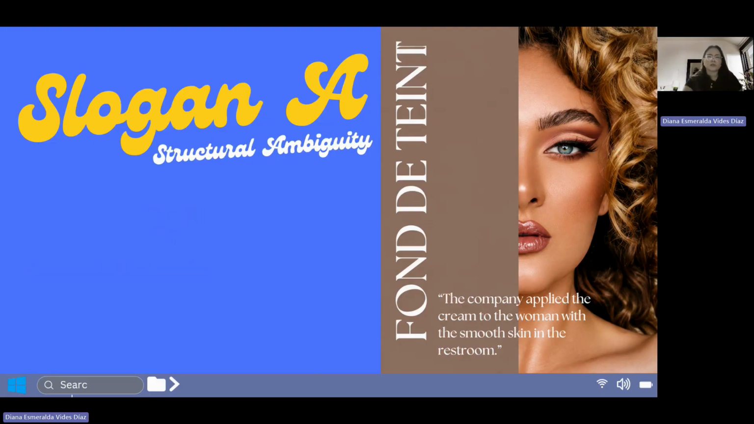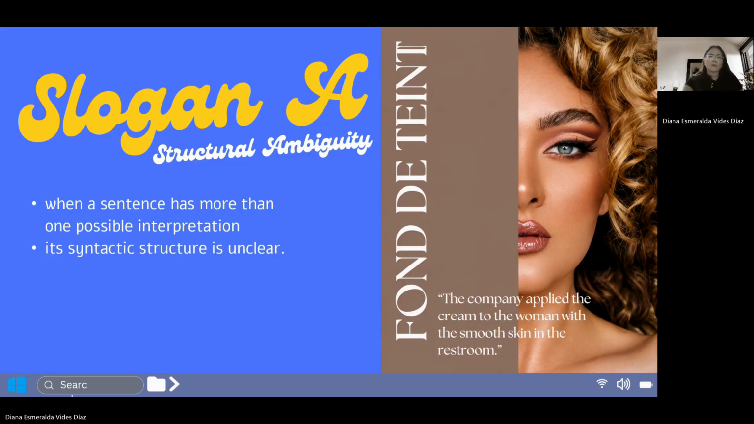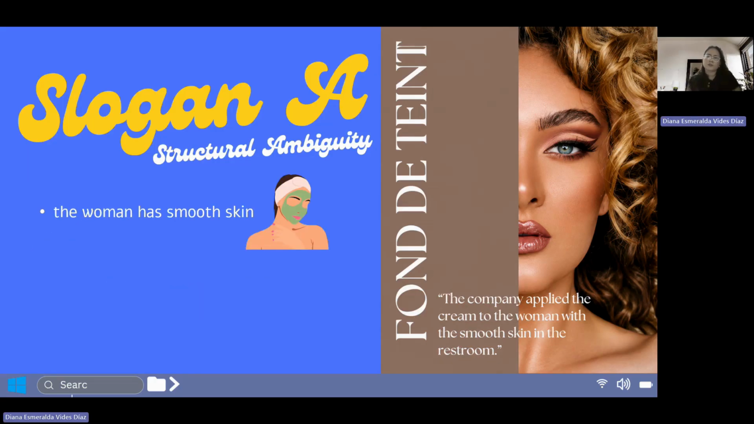Then we have the structural ambiguity. Structural ambiguity occurs when a sentence has more than one possible interpretation because its syntactic structure is unclear. In this slogan, the prepositional phrase with the smooth skin creates ambiguity. So the sentence could mean that the woman has smooth skin.